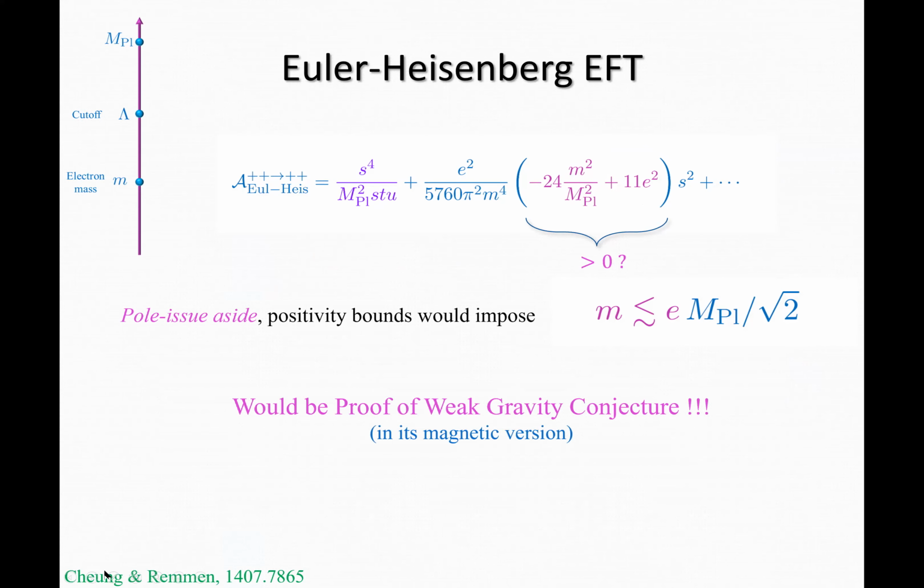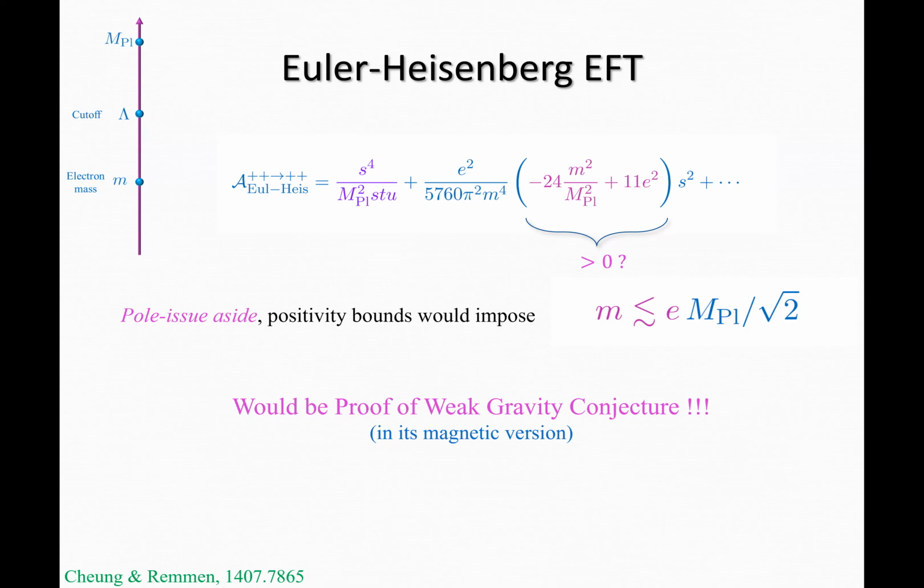And this is a very nice and, I think, very promising avenue presented by Chang and Rham, for instance, in trying to find a formal proof of the weak gravity conjecture based on these positivity bounds. You can just see it as a consistency relation coming from causality and unitarity, for instance. So this is definitely true.